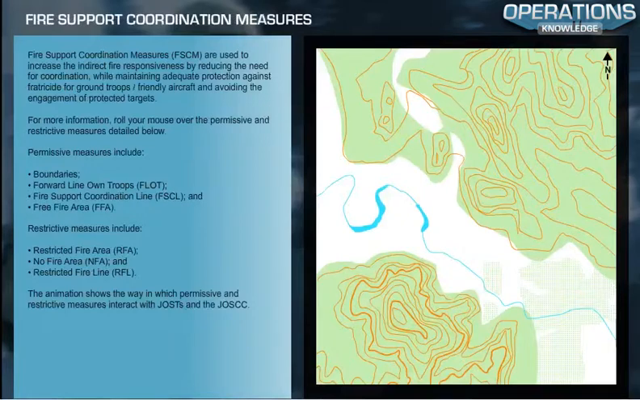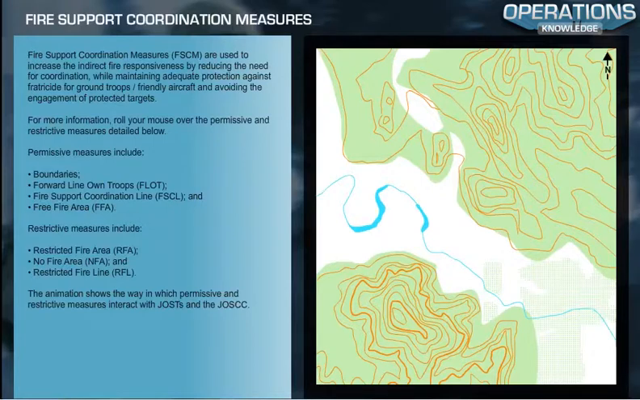Fire support coordination measures are used to increase the responsiveness of indirect fire by reducing the need for coordination while maintaining adequate protection against fratricide for ground troops and friendly aircraft. They also avoid the engagement of protected targets.